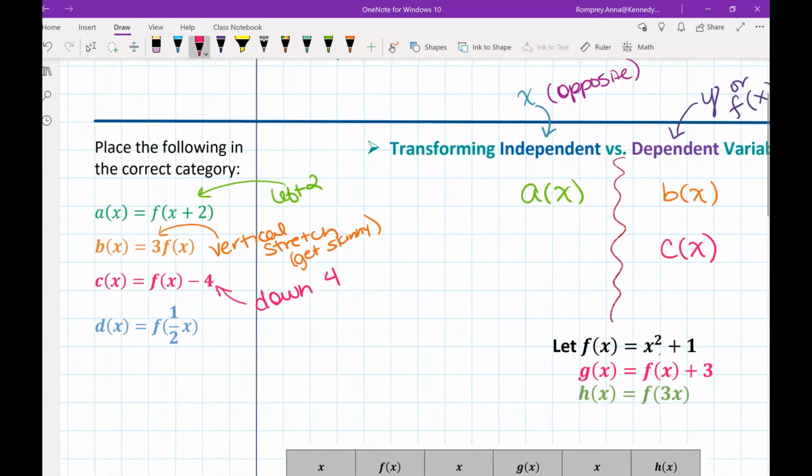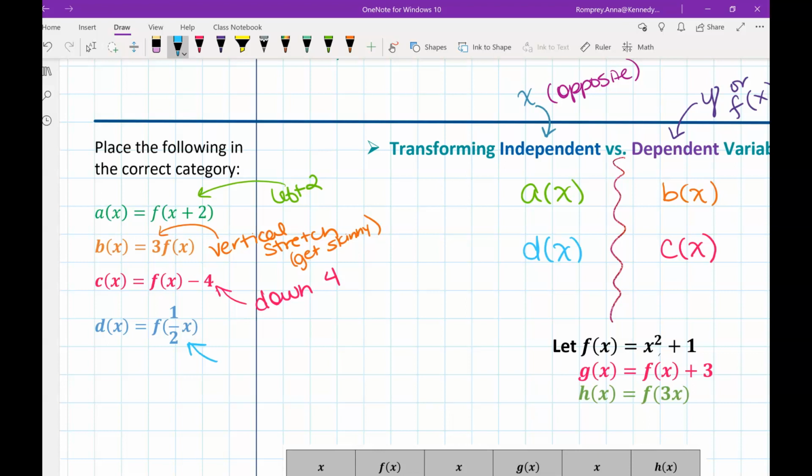All right, so the next one, f of 1/2 x. So this 1/2 is inside the parentheses, so I know it is affecting my x value, my independent. Now, how is it affecting it? Remember, anything that is inside the parentheses is opposite. So this says 1/2 times x, or x divided by 2. So really, we're going to be multiplying the x values by 2. So we're affecting it horizontally.